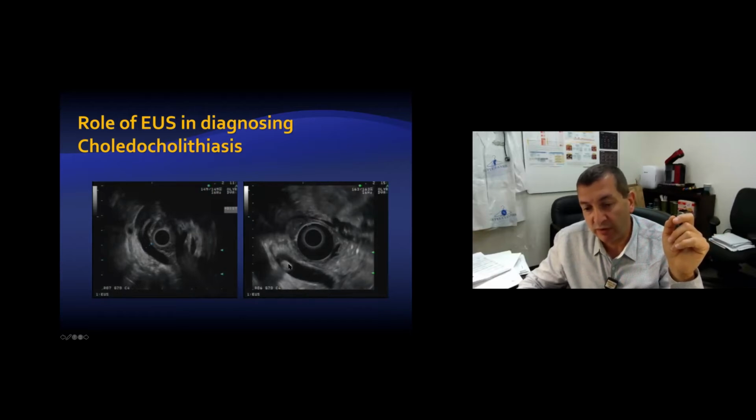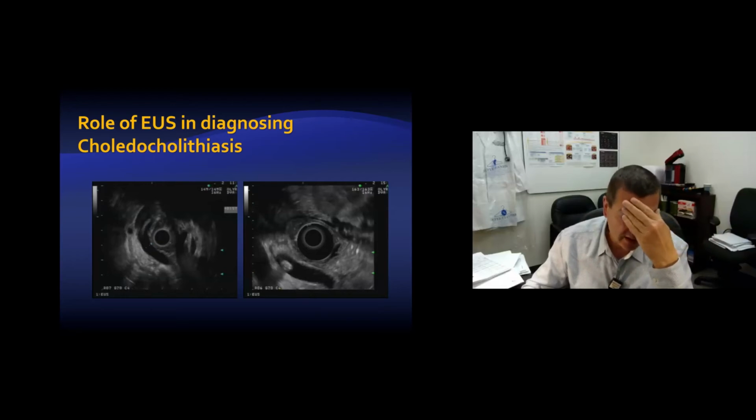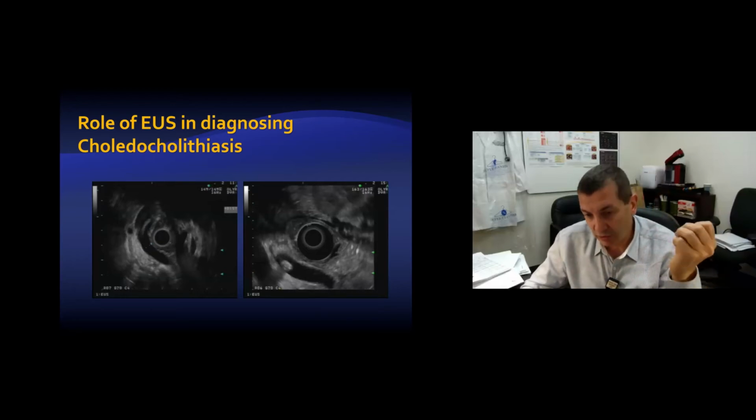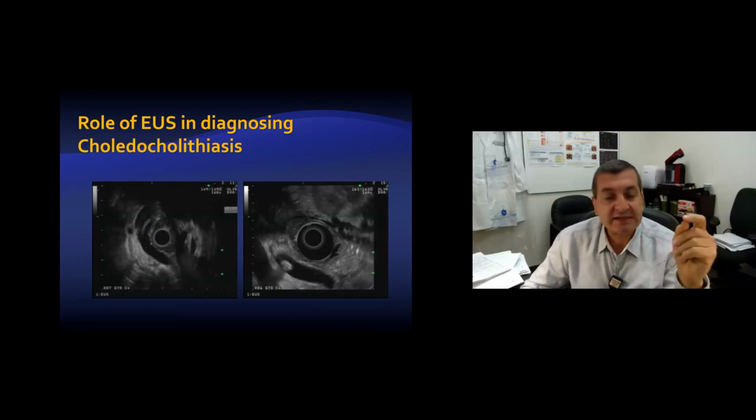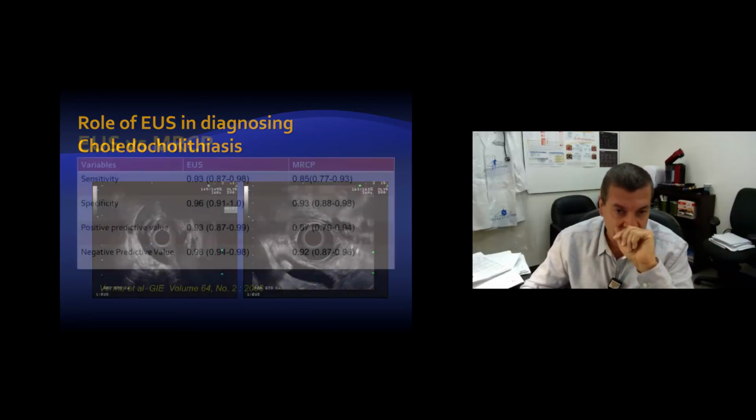And this is an image where you see a stone with shadowing, similar to what transcutaneous right upper quadrant ultrasound will show the stone. But we are very sensitive. The EUS is very sensitive and specific for stones in the distal CBD.